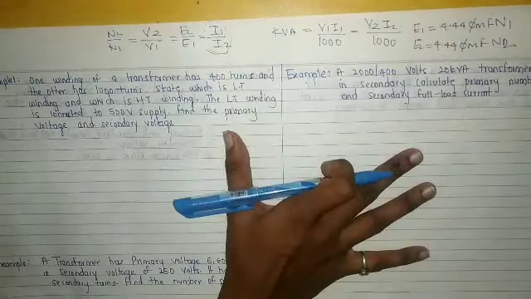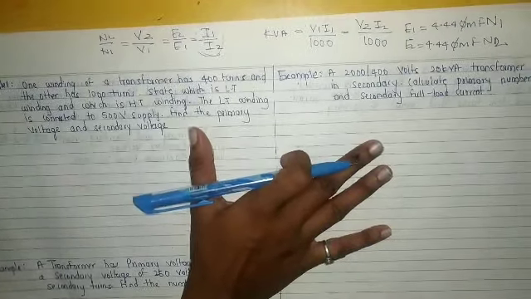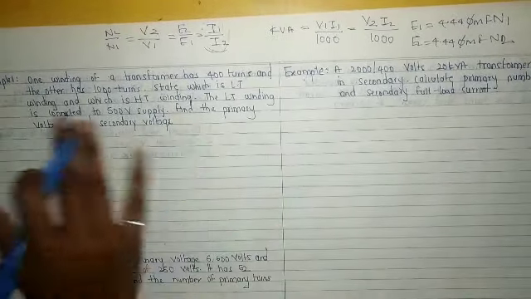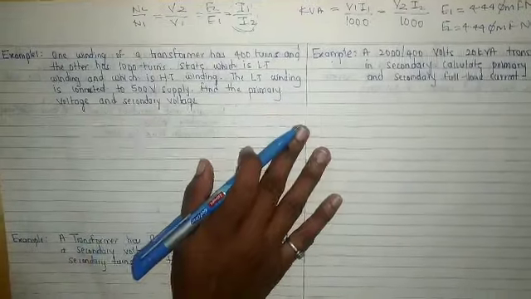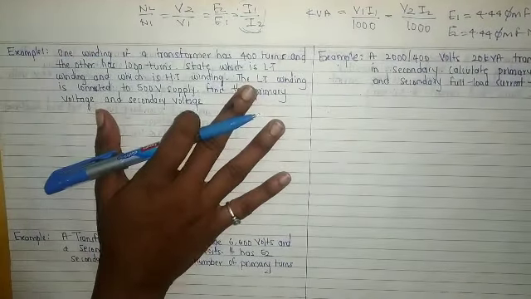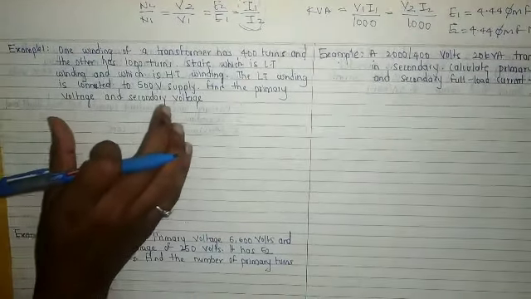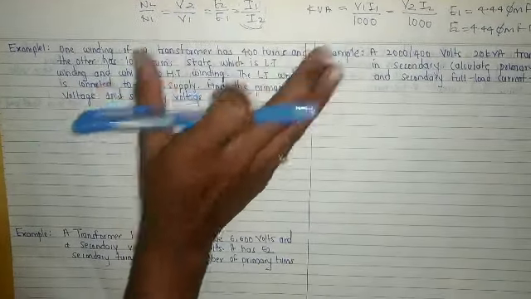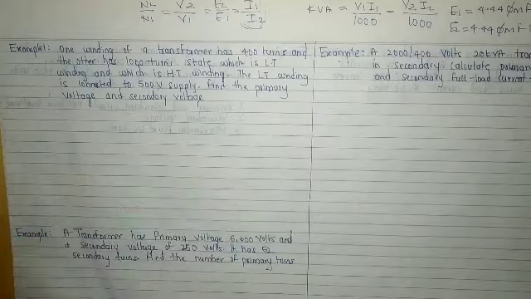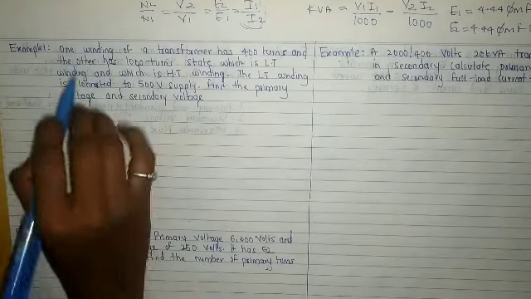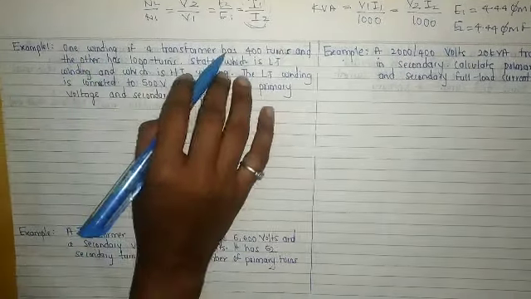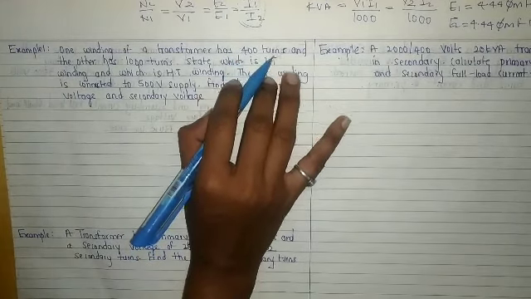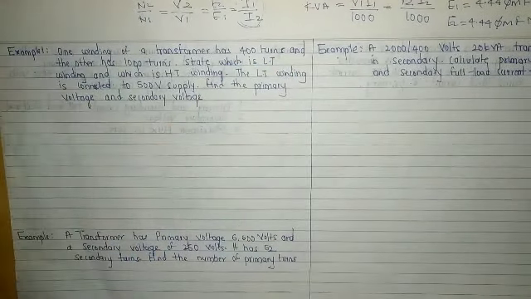They are very easy. So we'll start with the first. So just read the problem very carefully and then write what is the given data, what we have to find, what are the formulas, and then solve the example. Now the first example is, one winding of a transformer has 400 turns. So I'll write here given data.